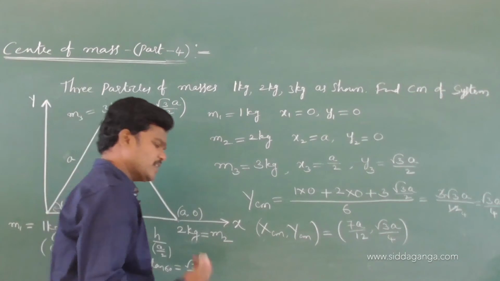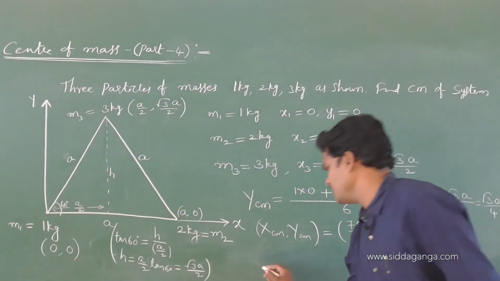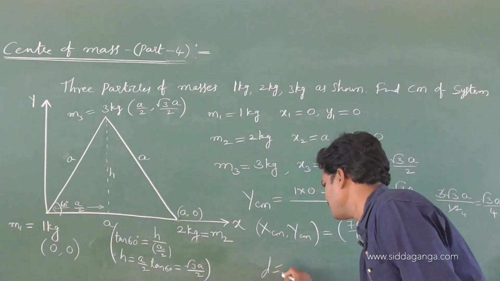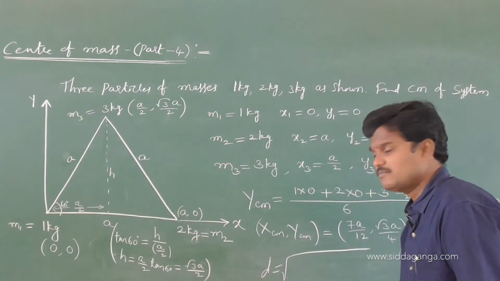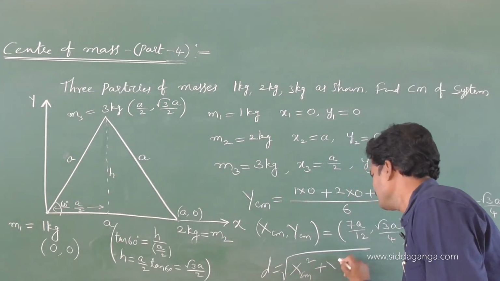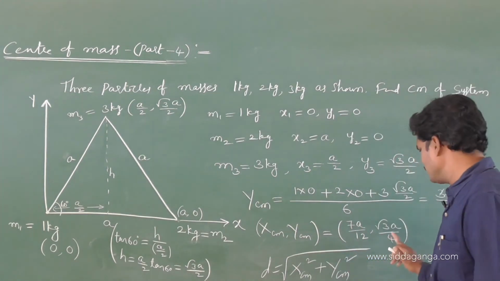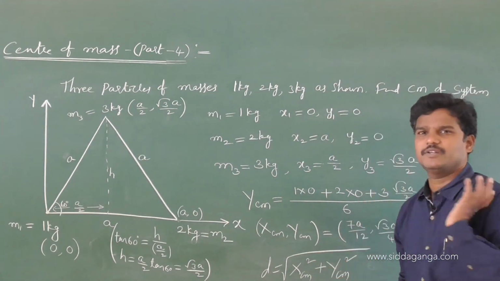If they ask you to find the distance of the center of mass of the system from the origin, you can use the formula with XCM square and YCM square. So, 7A by 12 whole square plus root 3A by 4 whole square, you will get some number.